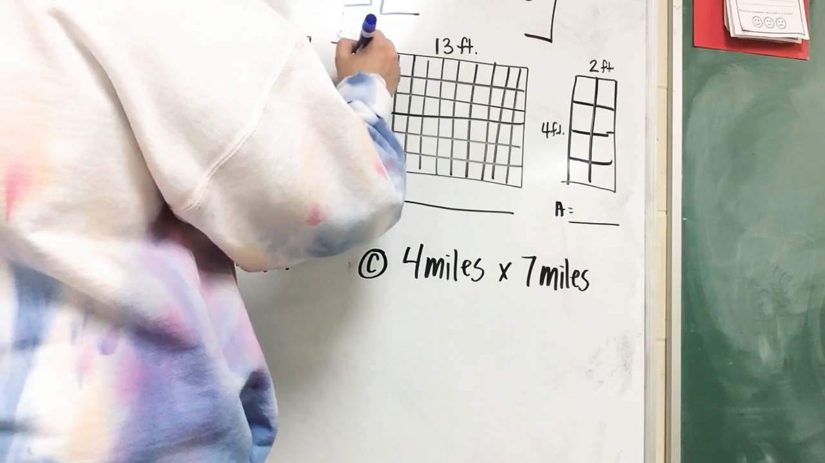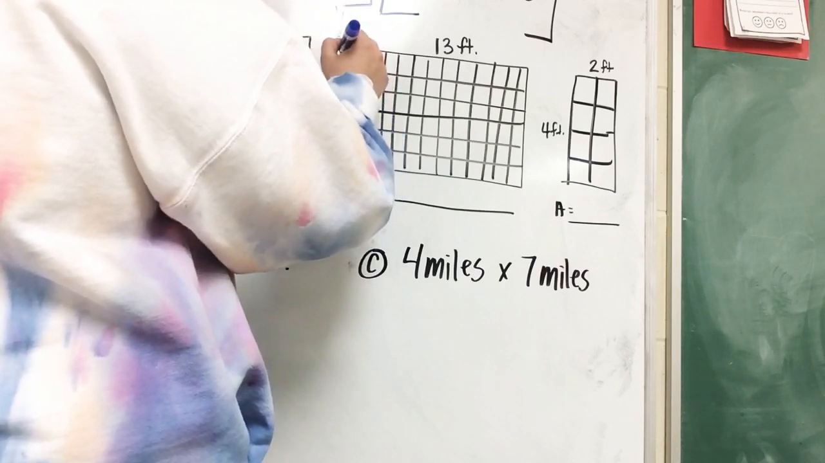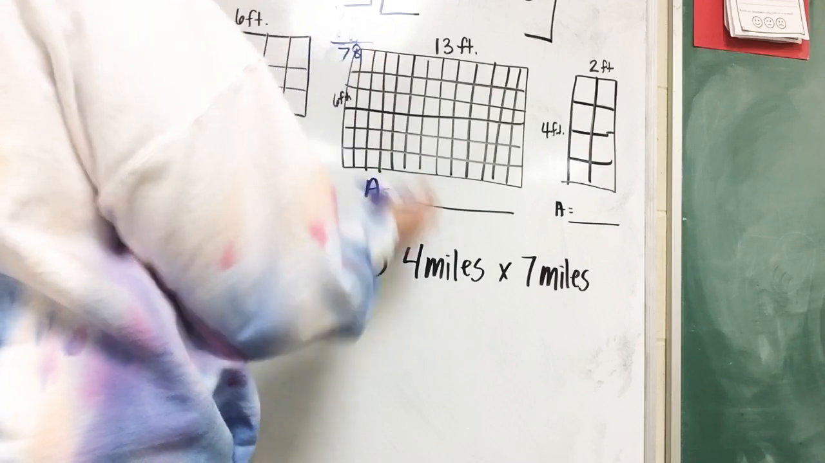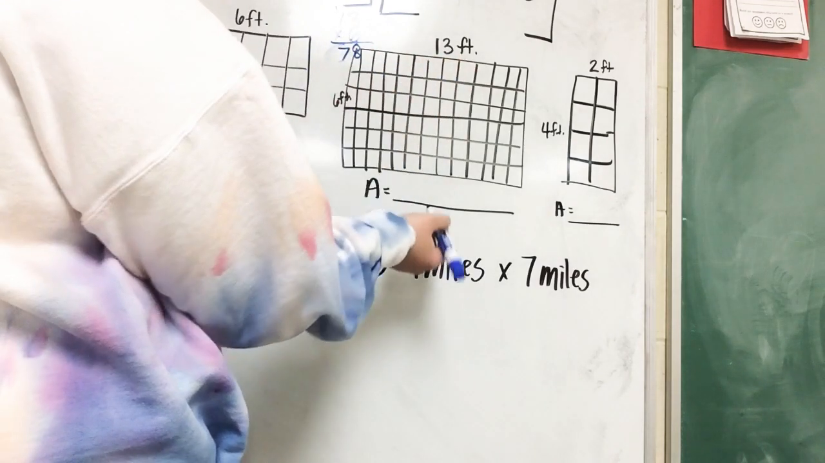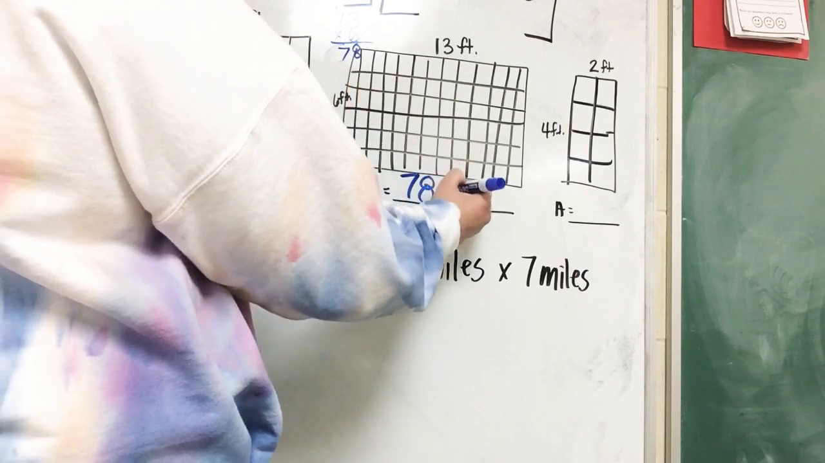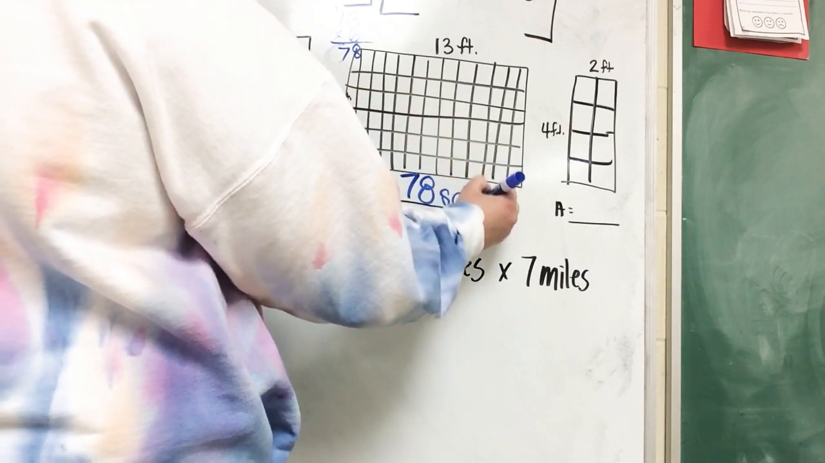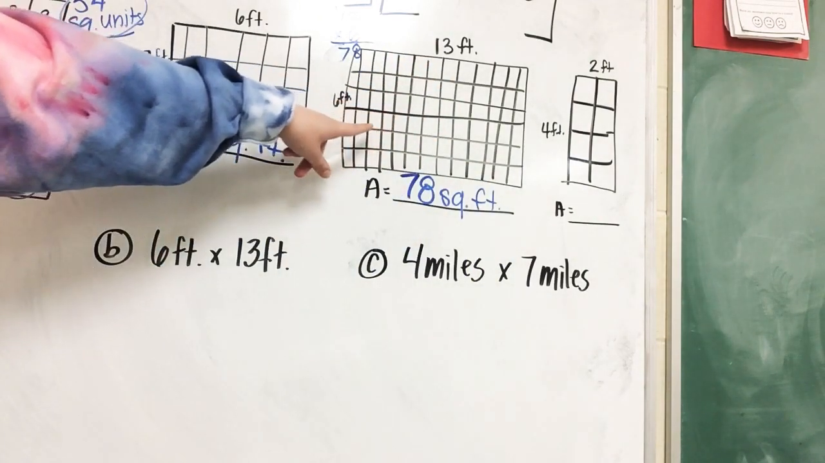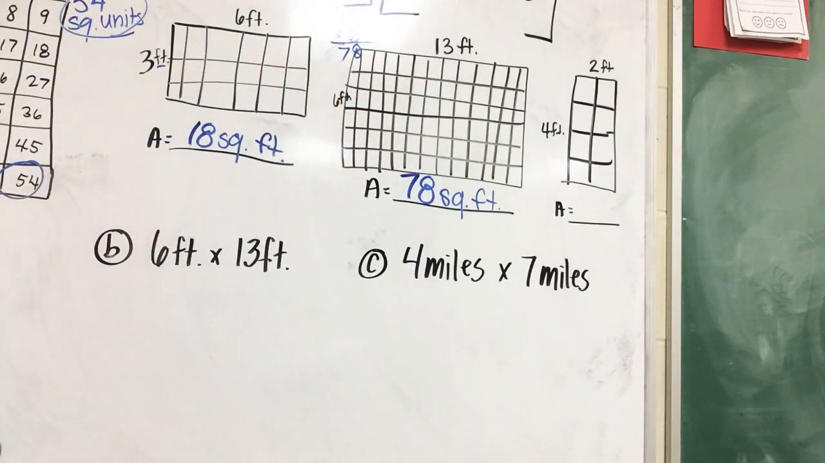6 times 3 is 18. Okay, so 13 times 6 is 78. Not just feet, 78 square feet, because we're working with little square units of measurement to find our area. These are the little squares, little boxes, okay?